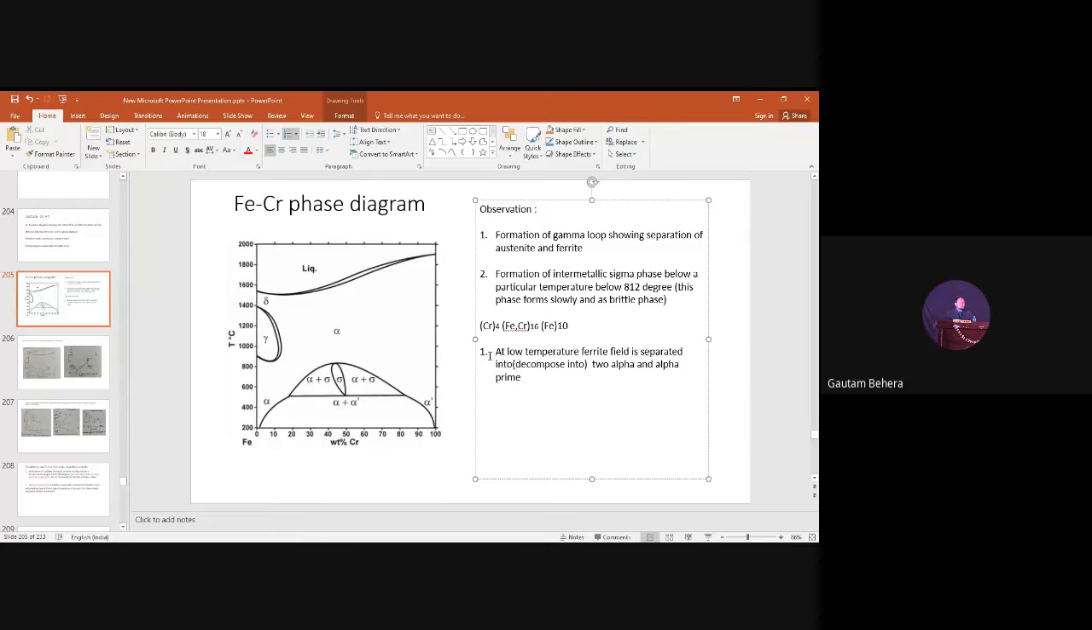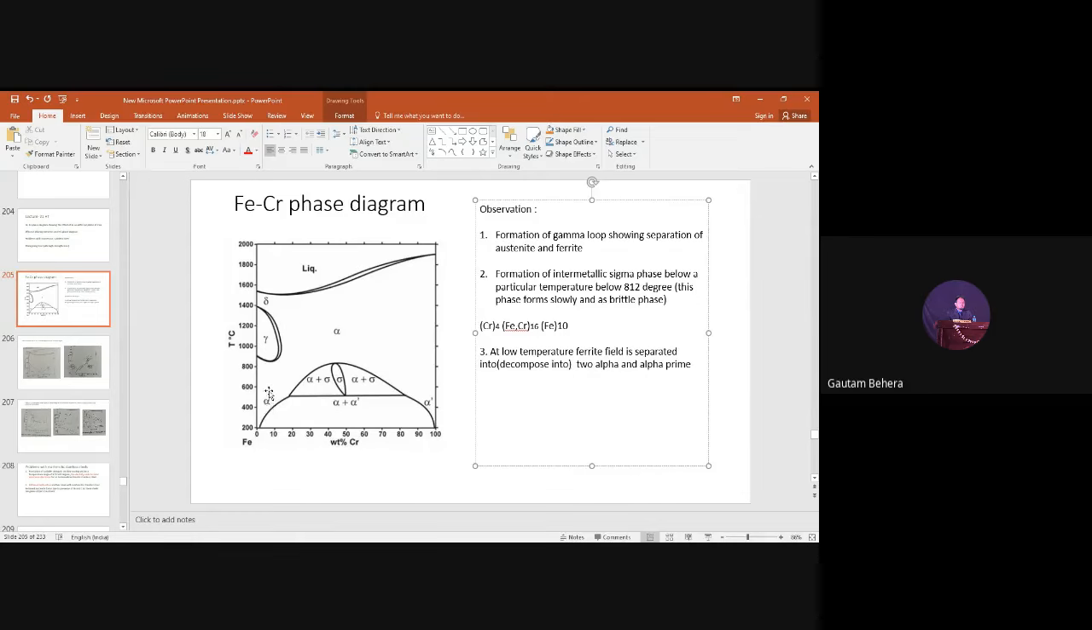And this is the third one. So what is another observation? At low temperature, the ferrite field is separated, or it decomposes, into two phases, alpha and alpha prime. You can see at high temperature, solubility is more, right? Chromium is more soluble in iron at high temperature, and iron is more soluble in chromium at high temperature, right? So they form a single phase solid solution, alpha. But the moment the temperature goes down, you can see we have two phases, alpha and alpha prime.